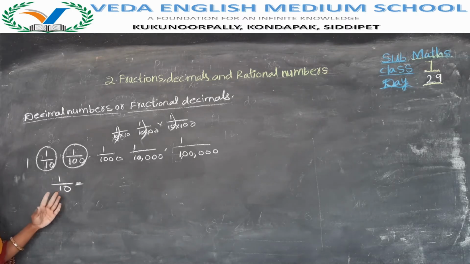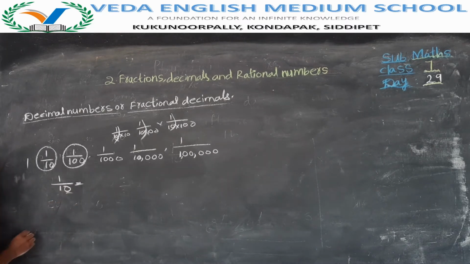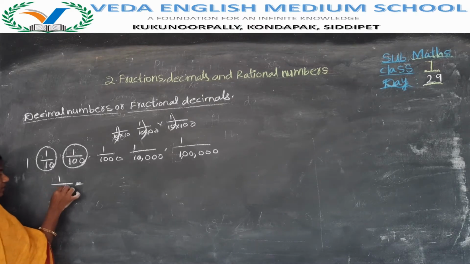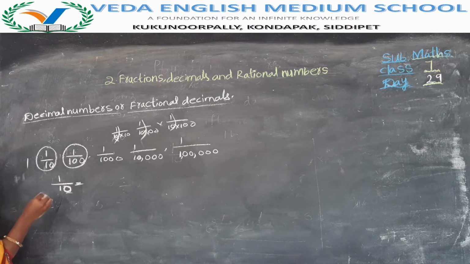Now I have taken 1/10. 1/10 is a fractional number. Now I will convert this fractional number to a decimal number. How to convert? Now see. Here check the denominator. The denominator is 10. In this 10, how many zeros are there? In this 10 we have only one zero. Based on these zeros, we have to keep the decimal point in the numerator.